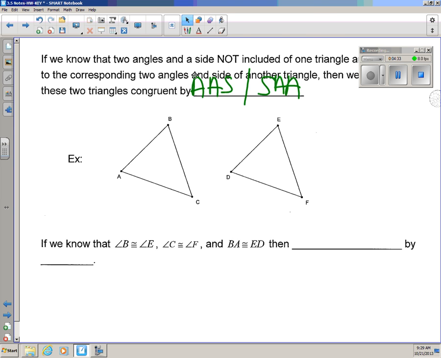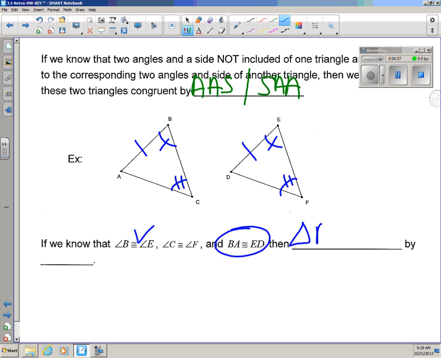So let's say you know that angle B and angle E are congruent. And let's say you know that C and F are congruent. Well, if we pick a side that's not sandwiched in between the two, we can look for this side right here, that BA and ED. So we can look for BA and ED, and then we can say, all right, these two triangles, if I call the first one triangle ABC, the second one has to be called triangle DEF, and this is by angle angle side.